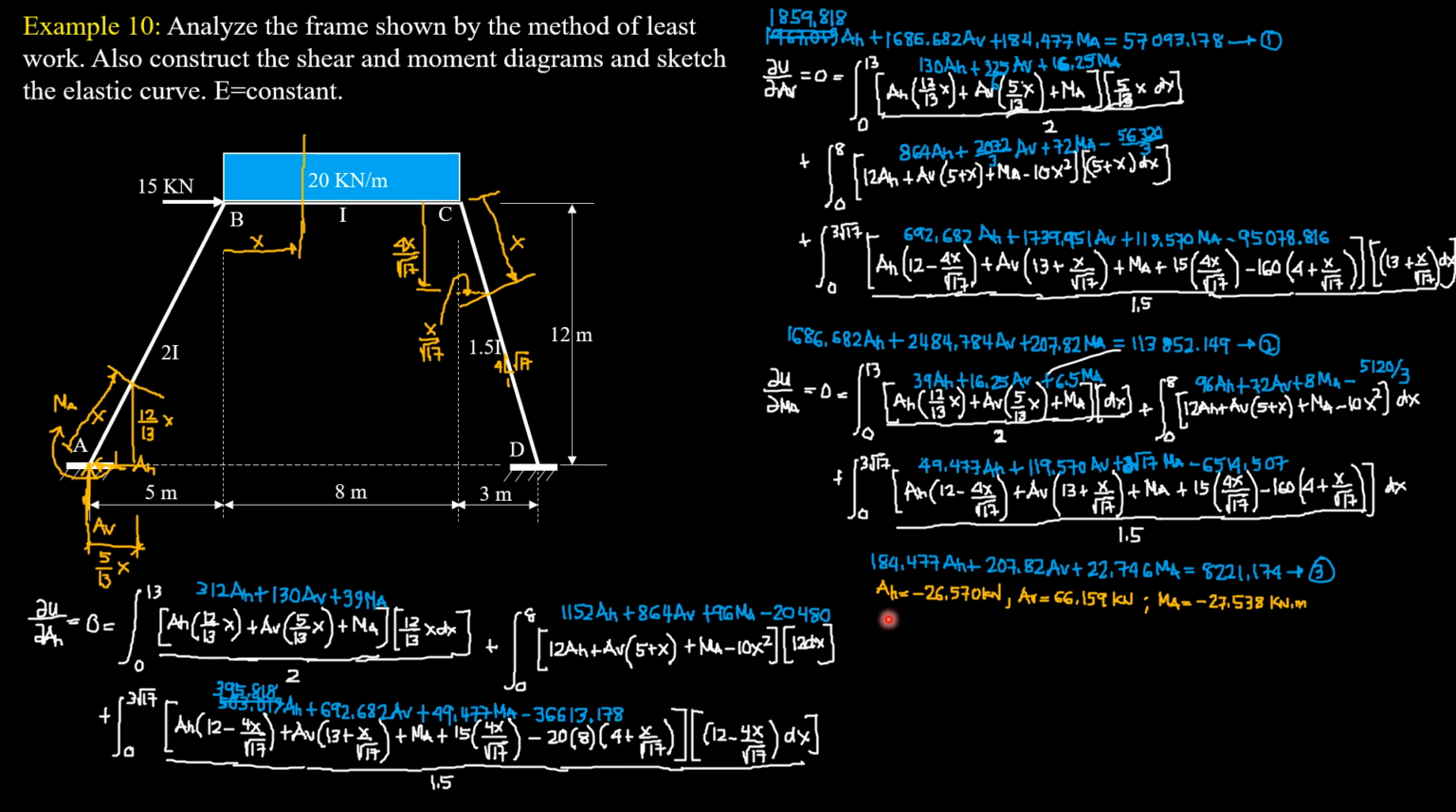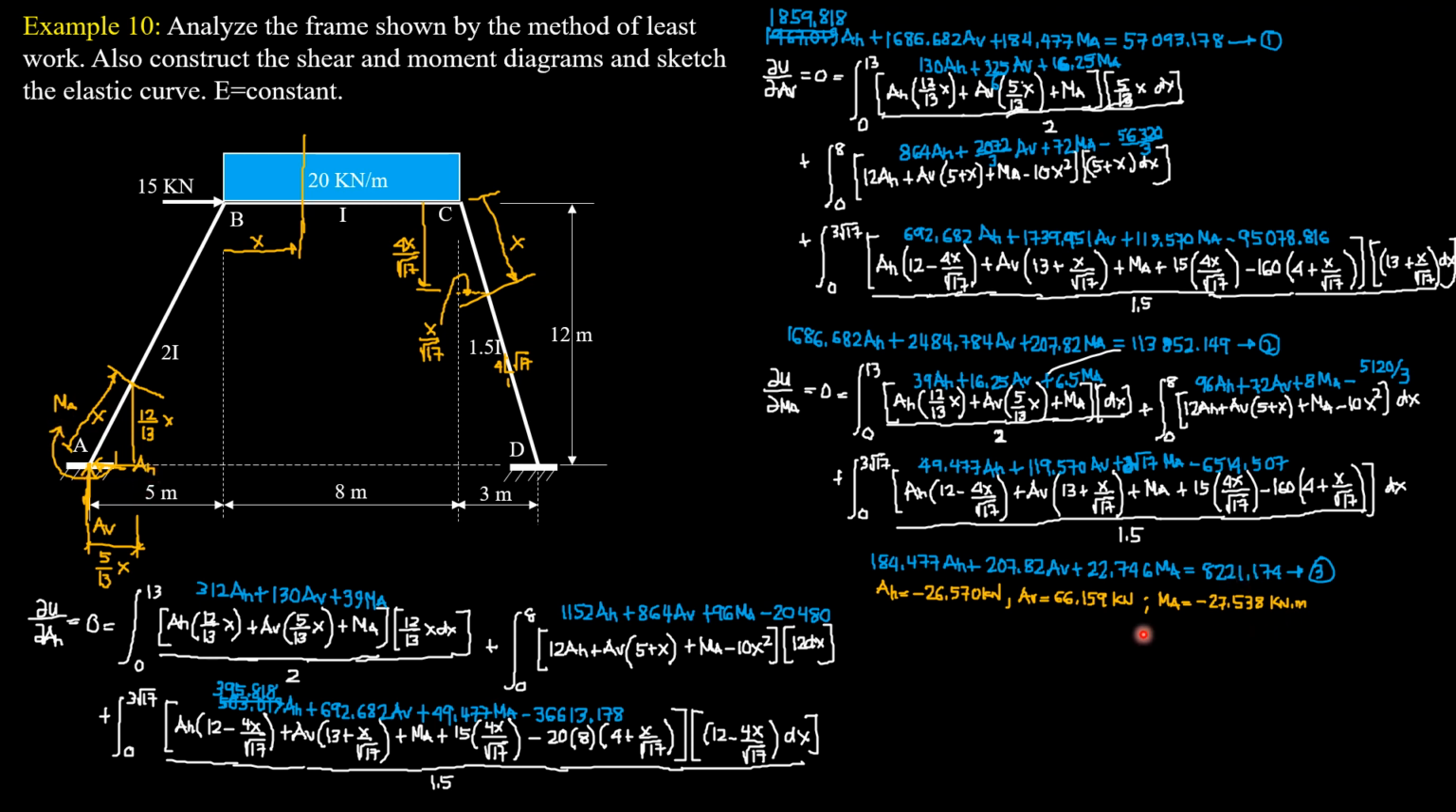we get AH negative 26.57 kilonewtons, AV 66.159 kilonewtons, MA negative 27.536 kilonewtons. So the negative sign indicates that the assumed direction is wrong. It would be the opposite direction. So AH should be rightward and moment A should be counterclockwise here.